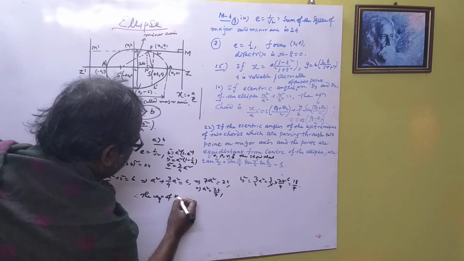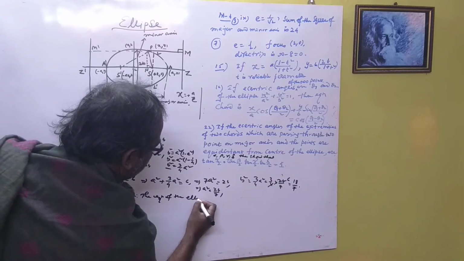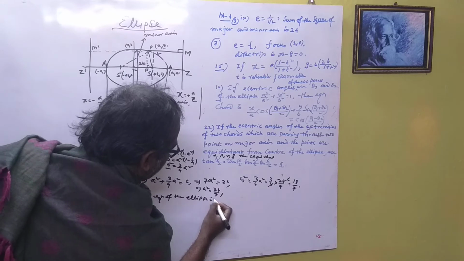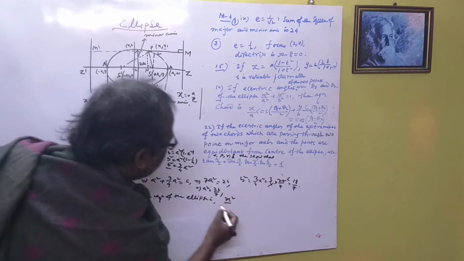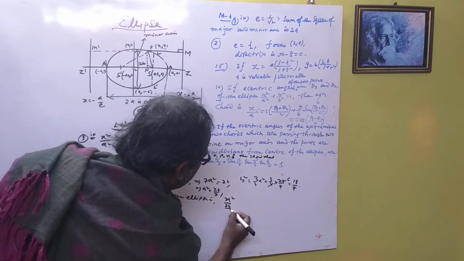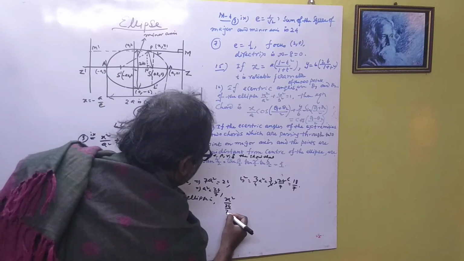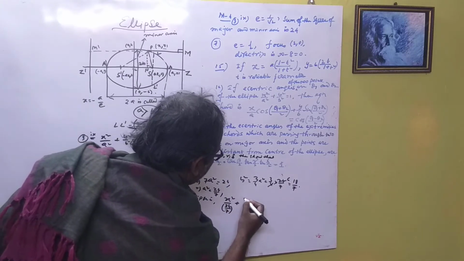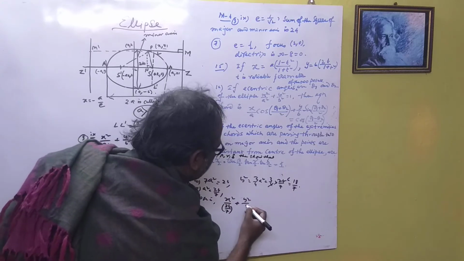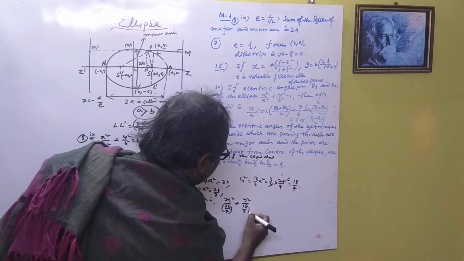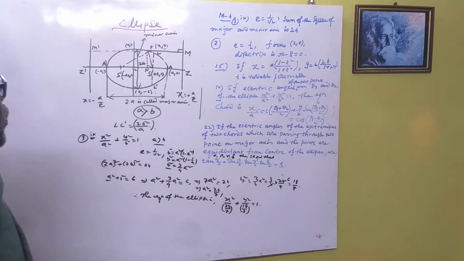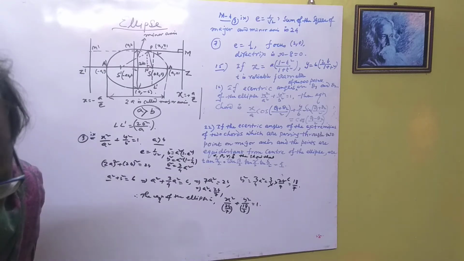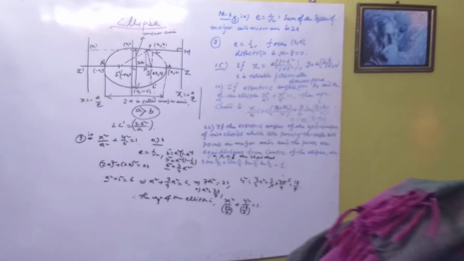Therefore the equation of the ellipse is x square by a square, and a square means the value here is 24 by 7, and y square by b square, that is 18 by 7, and that is equal to 1. Okay, so this is question number 1 for this video. And now question number 7.